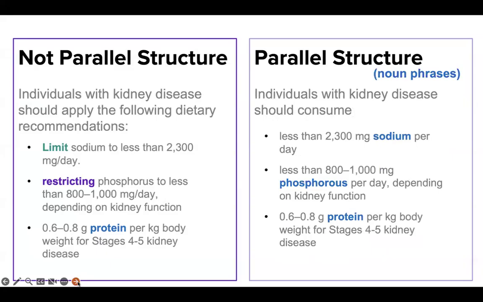Last, we can also rewrite this as all noun phrases. Individuals with kidney disease should consume. Consume what? Less than 2,300 milligrams sodium per day, less than 800 to 1,000 milligrams phosphorus per day, depending on kidney function, 6 to 8 tenths of a gram protein per kilogram body weight for stages 4 through 5 kidney disease. Again, these are all noun phrases. Sodium, phosphorus, and protein with modifiers explaining how much they should consume and when.